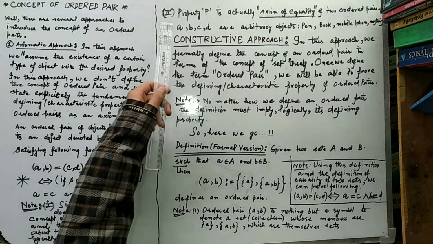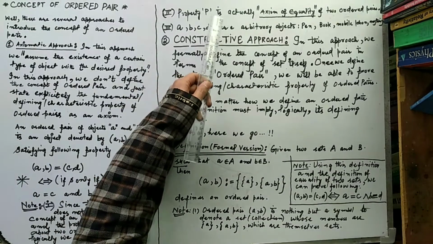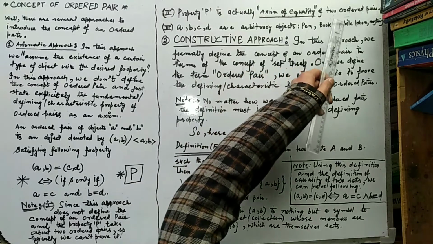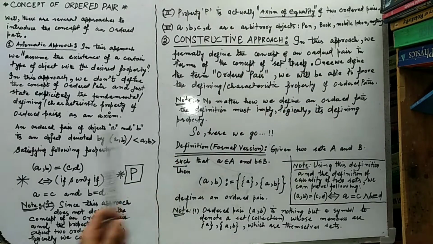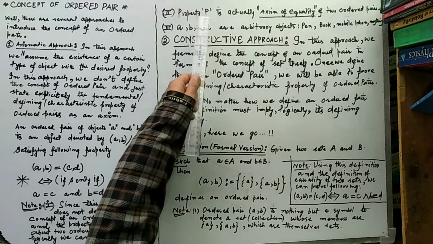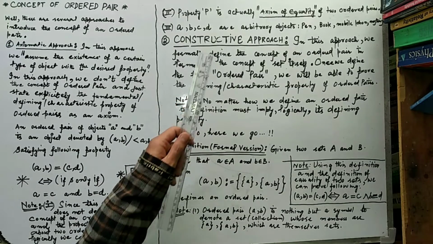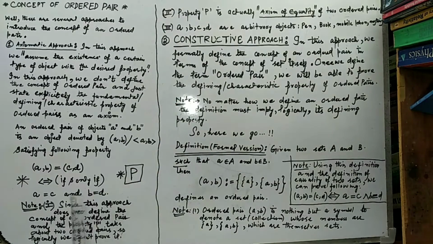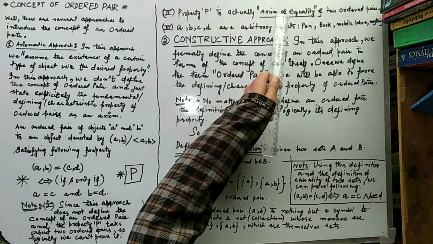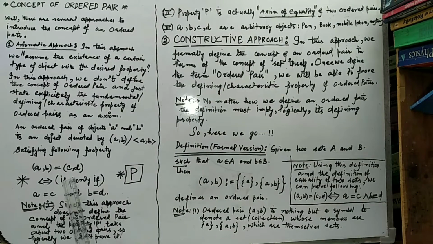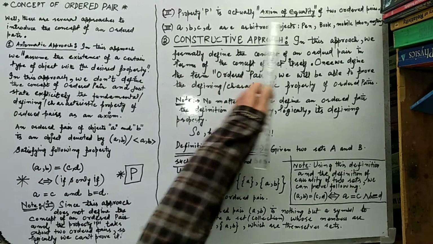You should note one more thing here. In this approach, property P is actually the axiom of equality of two ordered pairs. Obviously it is. In the note, I am saying that this property is actually an axiom of equality. Why axiom? Because I have no proof of this statement. I cannot prove it. That is why we have taken it as an axiom. So actually this property is the statement of the axiom of equality of two ordered pairs. That is what is written here.